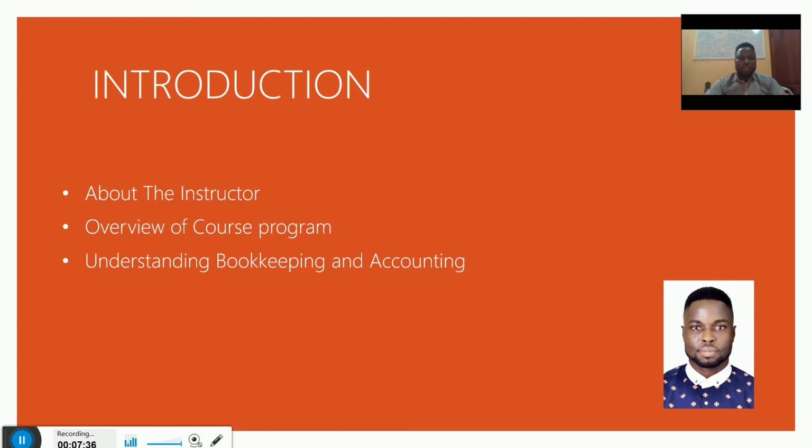We need to understand what bookkeeping and accounting are. We've been hearing people talk about bookkeeping, we've been hearing people talk about accounting, and accounting software. So we need to look at how to balance these two things. I would say in simple terms that bookkeeping and accounting started with the recording of business transactions from source documents.